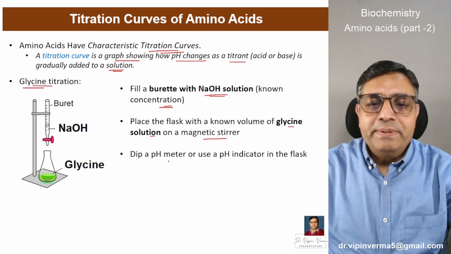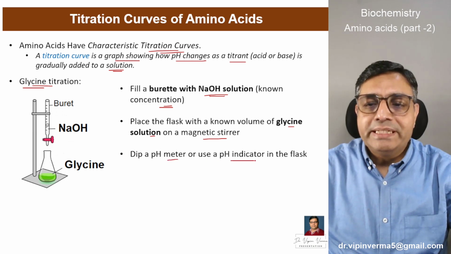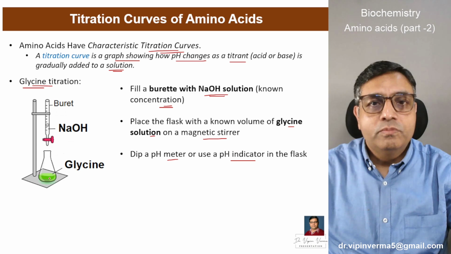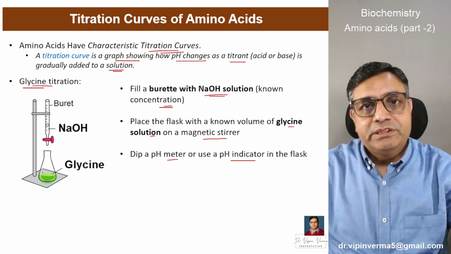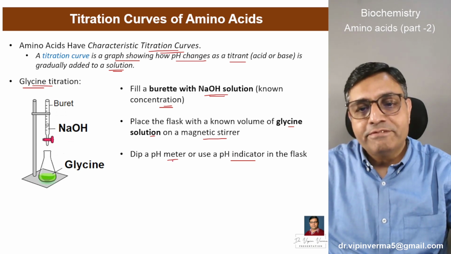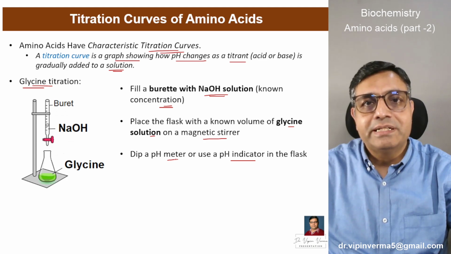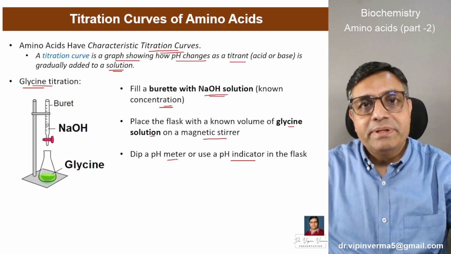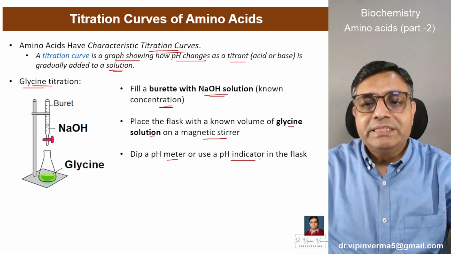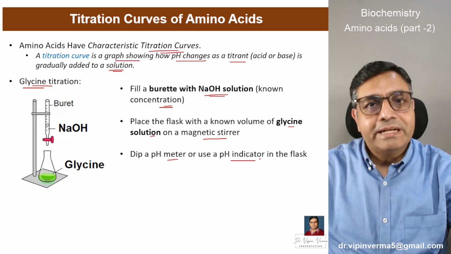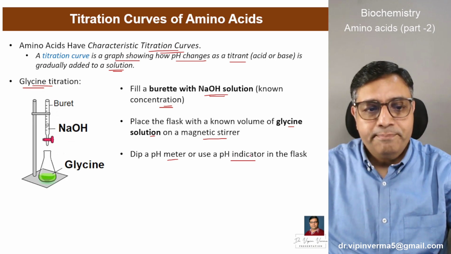Now we can dip a pH meter, or we can use a pH indicator in the flask to know when the pH will change. It is better if we have the pH meter because it will give us the real-time change in the pH. But if you have the pH indicator, which is the color indicator, that will also work.